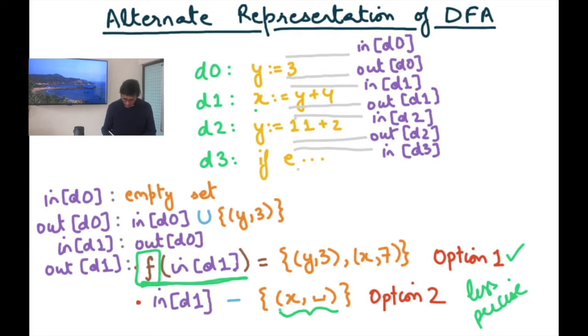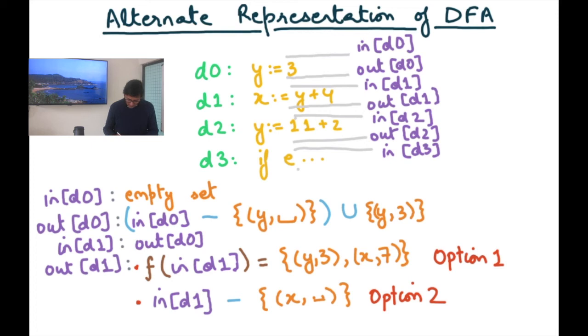The good thing about the second option though is that it comes in a standard template, right? So the out function, the transfer function, can be represented as just a set operator. So you have some set, and then you can say, okay, just subtract x from it. And the quantity that needs to be subtracted is just a function of what the instruction is. So if the instruction is assigning to x, then you subtract anything that has x in it from the set, right? So that's a good thing about option 2. It's simpler. Option 1 is more precise.